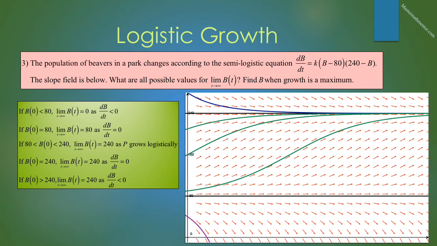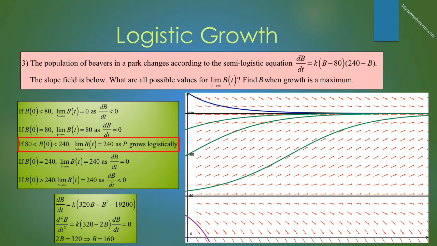The second question is to find B when growth is at a maximum. Since it appears that for most cases the curve levels off at 240, you might think that growth is at a maximum at half of that, or 220. That is not true. There is only one situation when the growth of beavers is positive, and that's when the initial population is between 80 and 240.